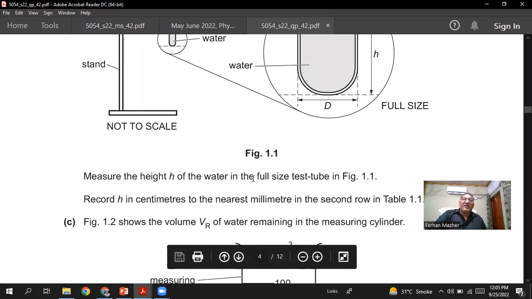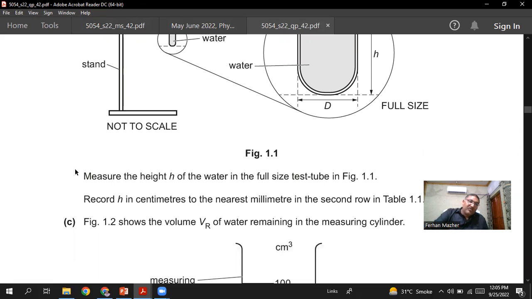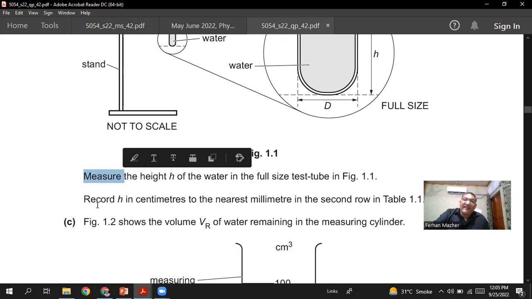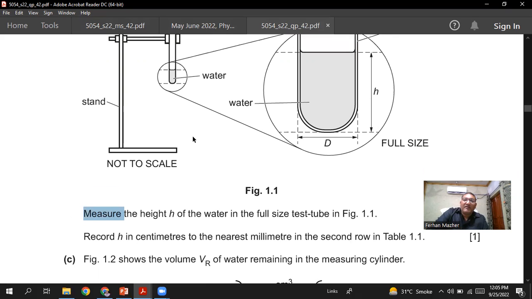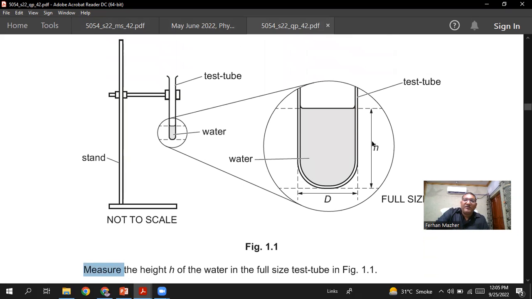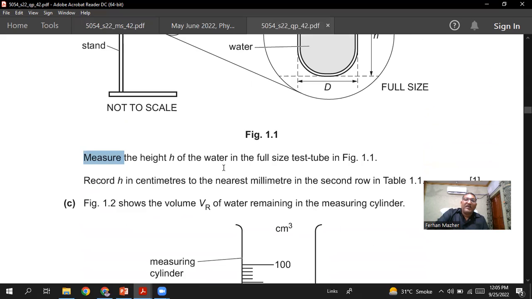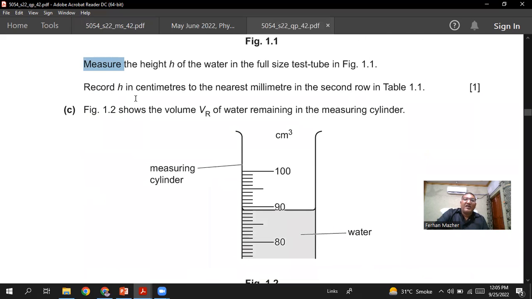Measure the height h of the water in the full size test tube in figure 1.1. So underline this word measure. When they say measure, it means that you have to use your instruments to actually measure it. So they ask us to measure this full size diagram. Here you have to measure h. I will try to measure it with the help of the scale. Record h in centimeters to the nearest millimeter in the second row in table 1.1.